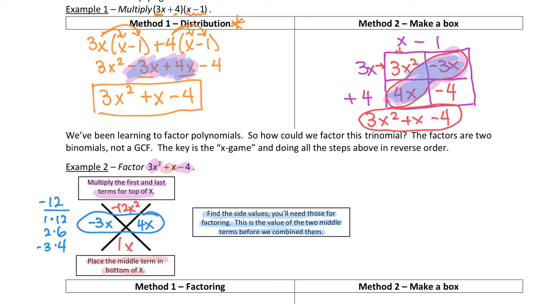Now, this is where it gets really tricky. I need to make sure I put those in the correct place. So let's look at our two methods, and you can decide which method you prefer.